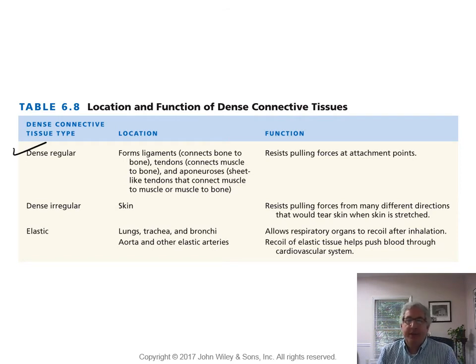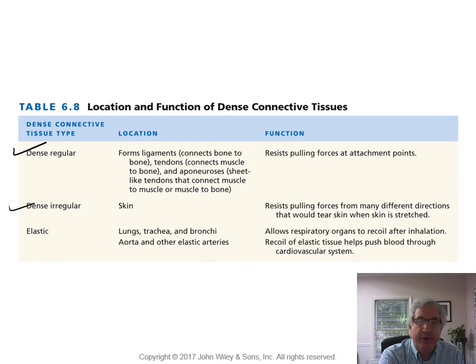Well, it forms ligaments and tendons. So it connects bone to bone, or tendons which connect muscle to bone. Also, there are things called aponeuroses, which are tendons that connect muscle to muscle, or bone to bone, or muscle to bone, sorry. So it resists pulling forces between and at attachment sites.